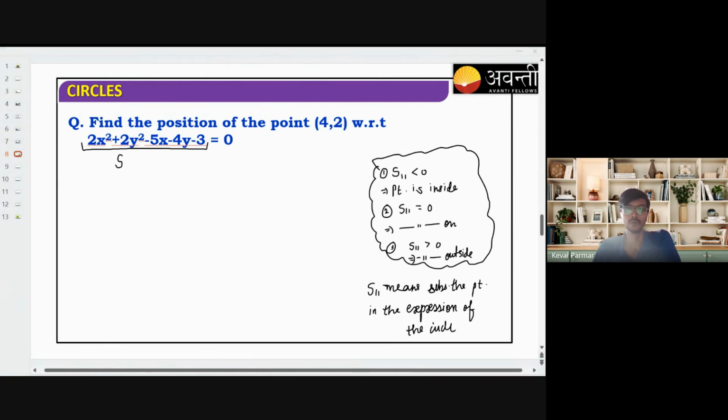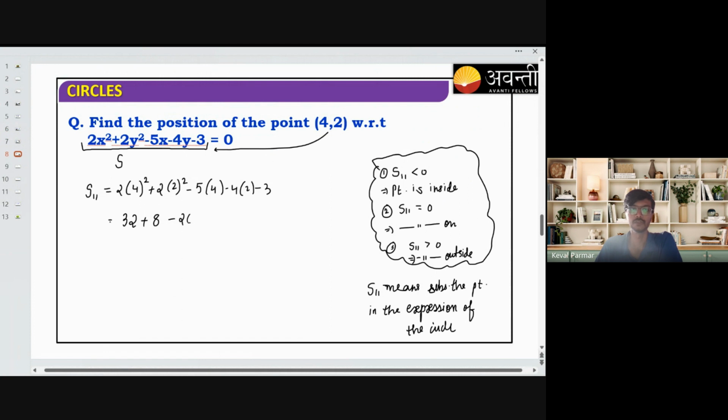Now, we want S11, which means substitute the point in the circle. What we'll get? We'll get 2 into 4 square plus 2 into 2 square minus 5 into 4 minus 4 into 2 minus 3. So 4 4s are 16, 16 twos are 32, plus 2 twos are 4, 4 twos are 8, minus 20 minus 8 minus 3. So I guess I'll get 40 minus 31, which is 9.